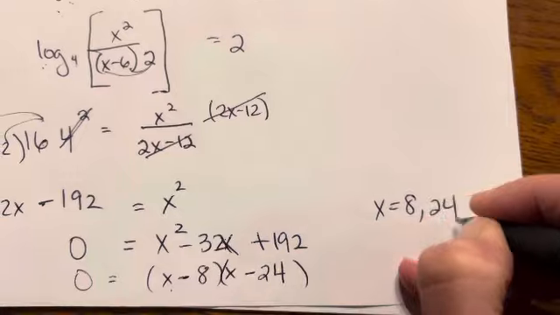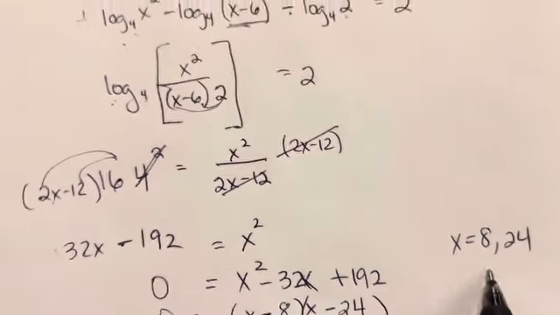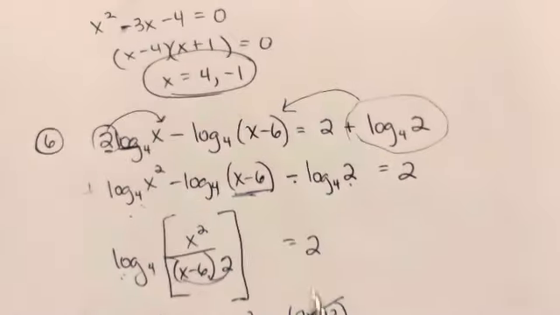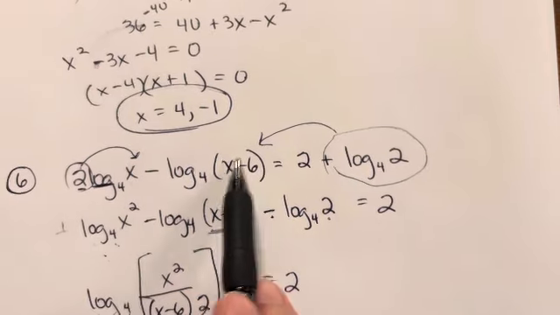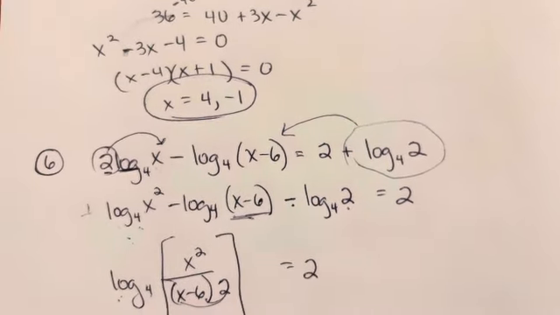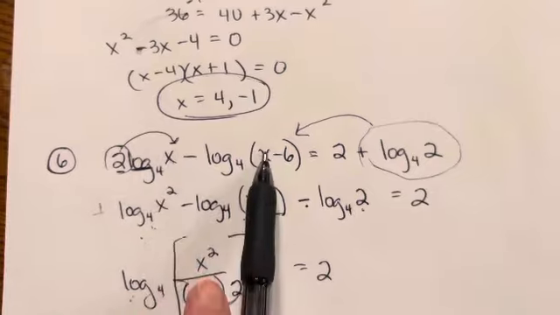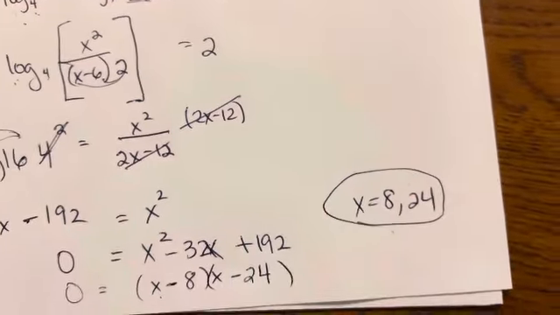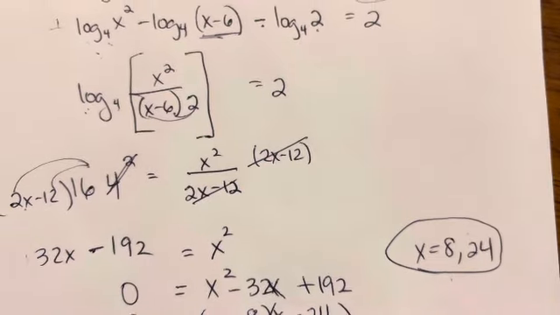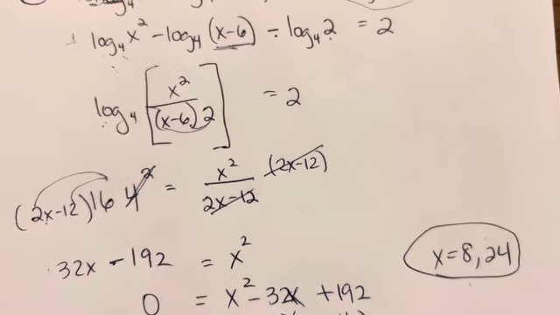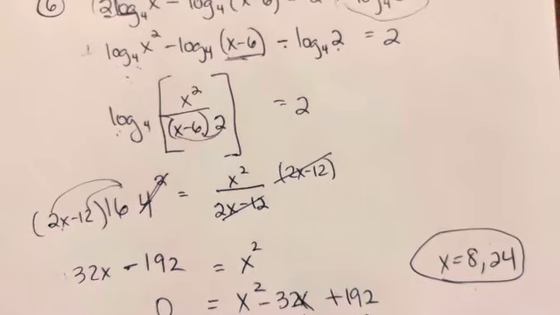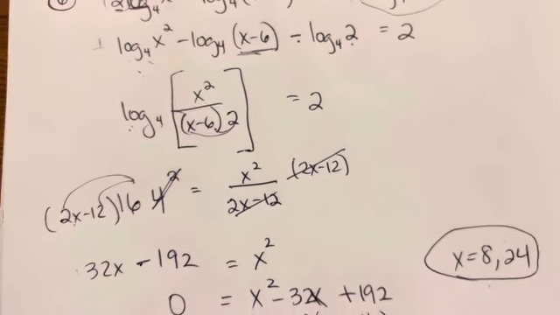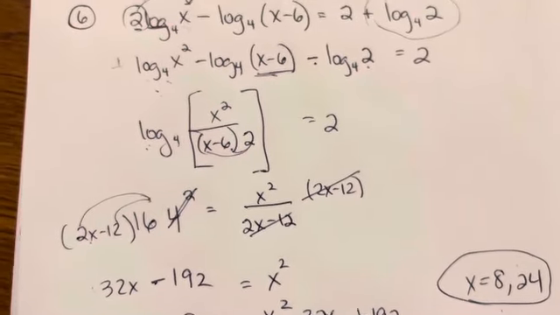or 24. Now, those are big numbers. Go back to your original problem and make sure it's okay. 8's positive, 8 minus 6, that's positive. Try your 24. 24 fine, 24 fine. So guess what? They both work. And again, let me remind you, sometimes neither one will work. Remember, you can't take the log of 0. You can't take the log of a negative number. If that happens, it's no solution.